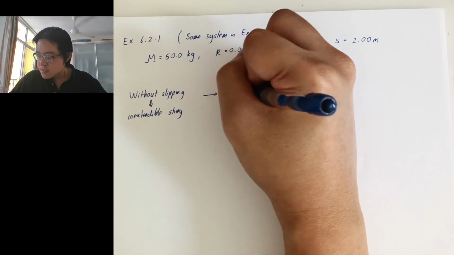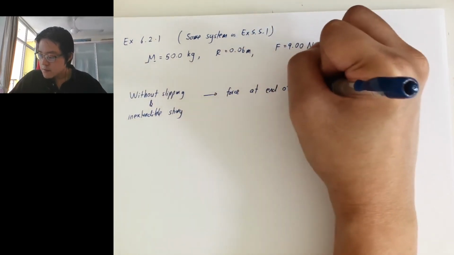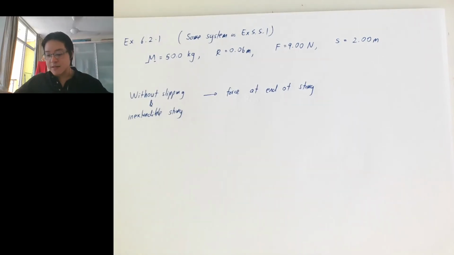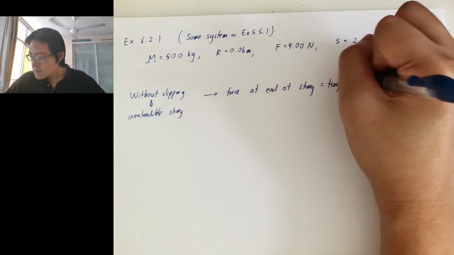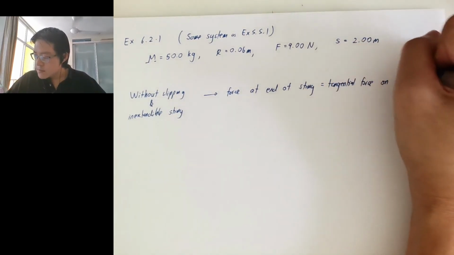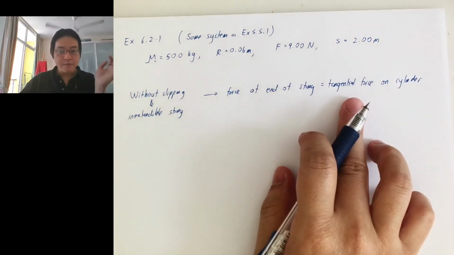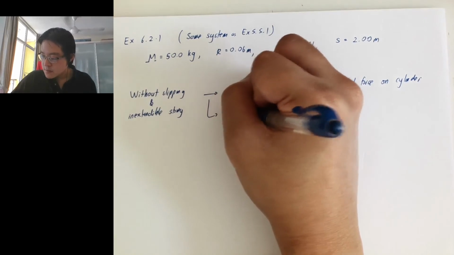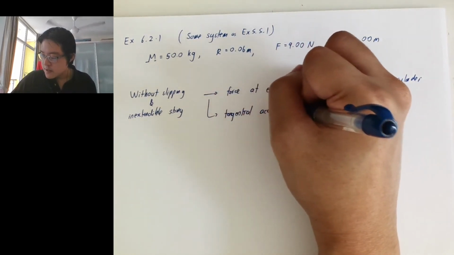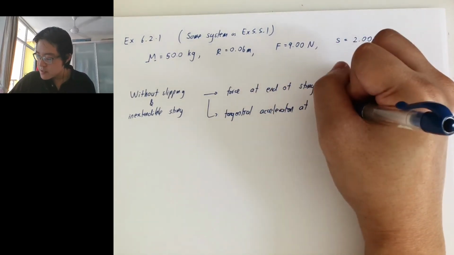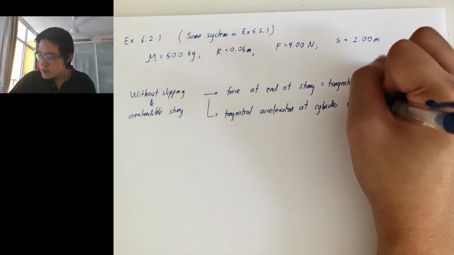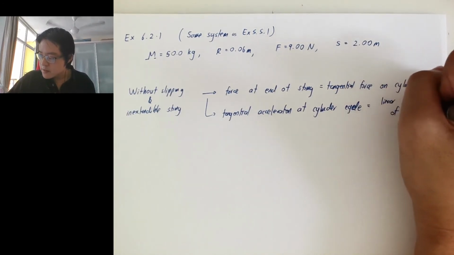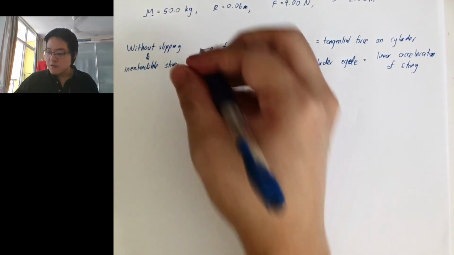So this means that the force at the end of the string is the force being exerted on the string, but then it will become the tension of the cable, and because the tension of the cable is attached to the cylinder, it becomes the tangential force on the cylinder. So if I times R to this tangential force, it becomes the torque. Okay, and then also if it's without slipping, then the tangential acceleration at the cylinder's edge is equal to the linear acceleration of the string. Okay, so which is to say that we can use Newton's law for rotational motion.